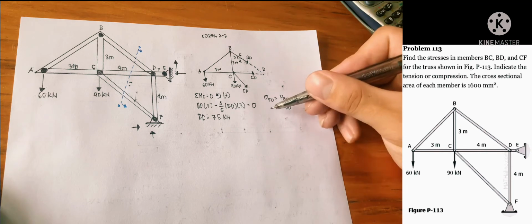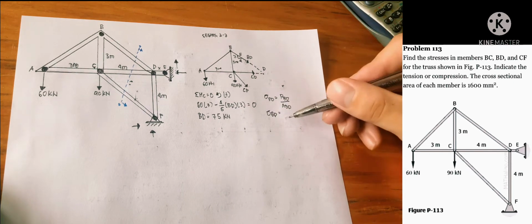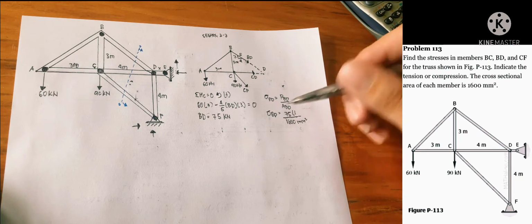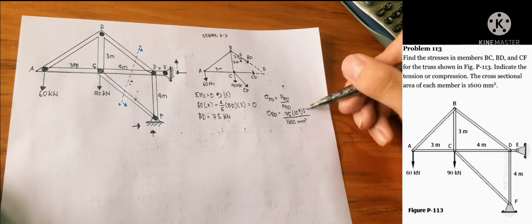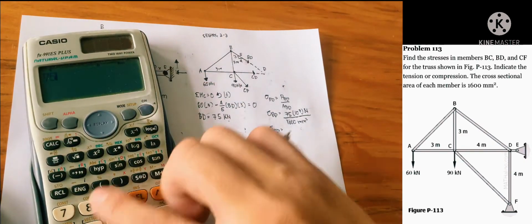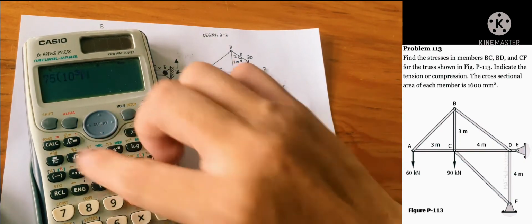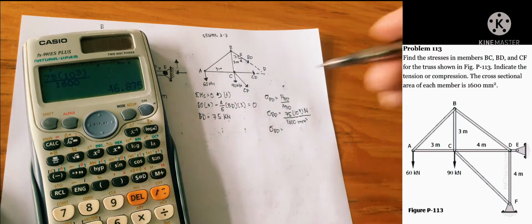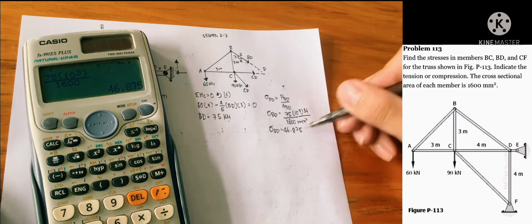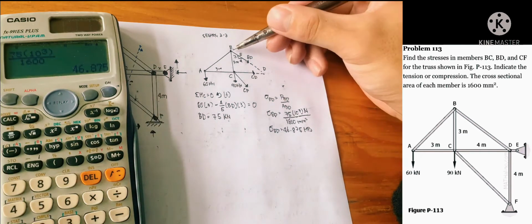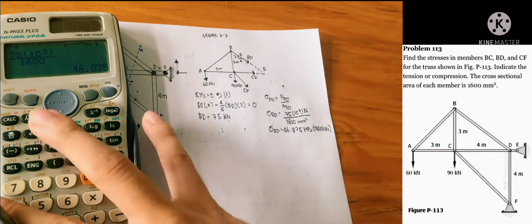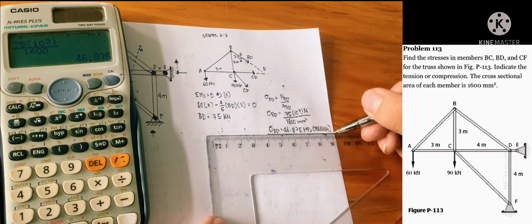So the unit strength of segment BD is equals to, we have a given of 1600 millimeter squared for every member. That means our cross section is constant throughout the truss. So take note that we have kilonewtons and our cross section is millimeter squared, so we need to convert it to newtons. So our answer is 46.875 megapascal.